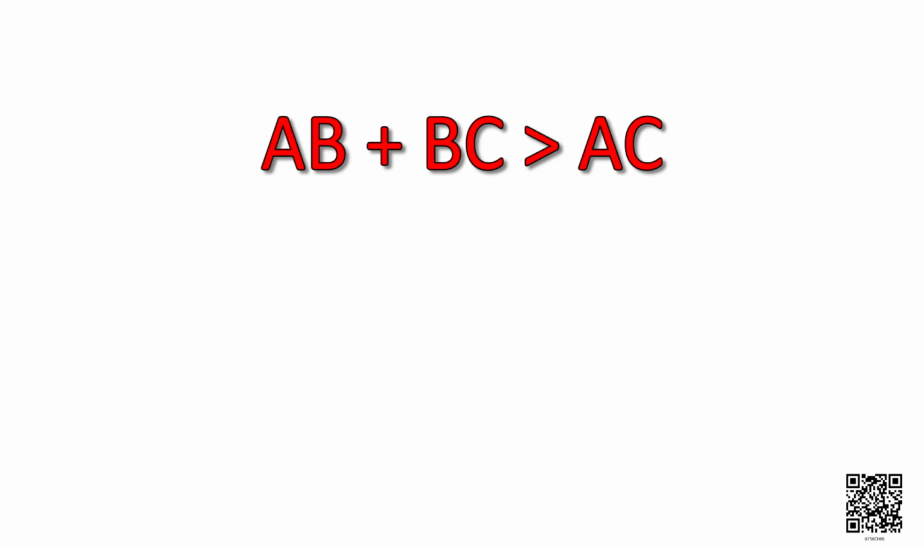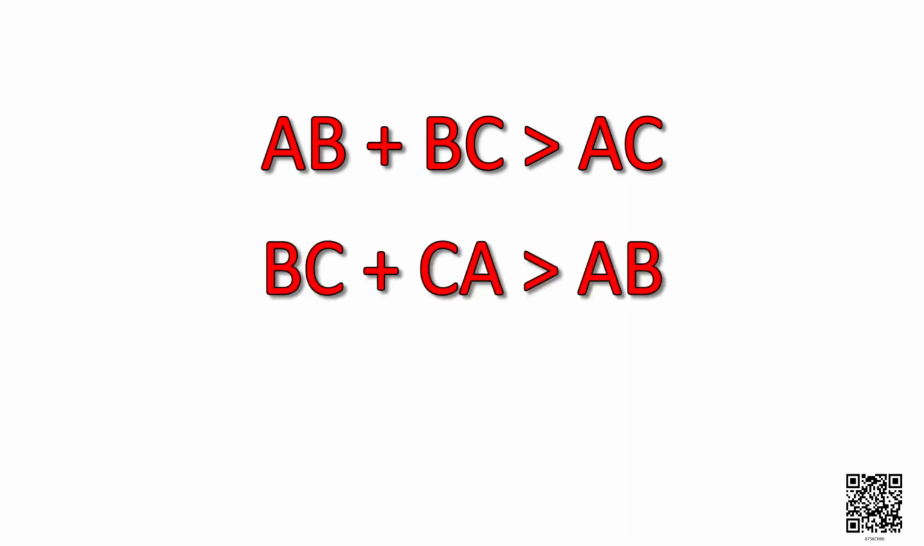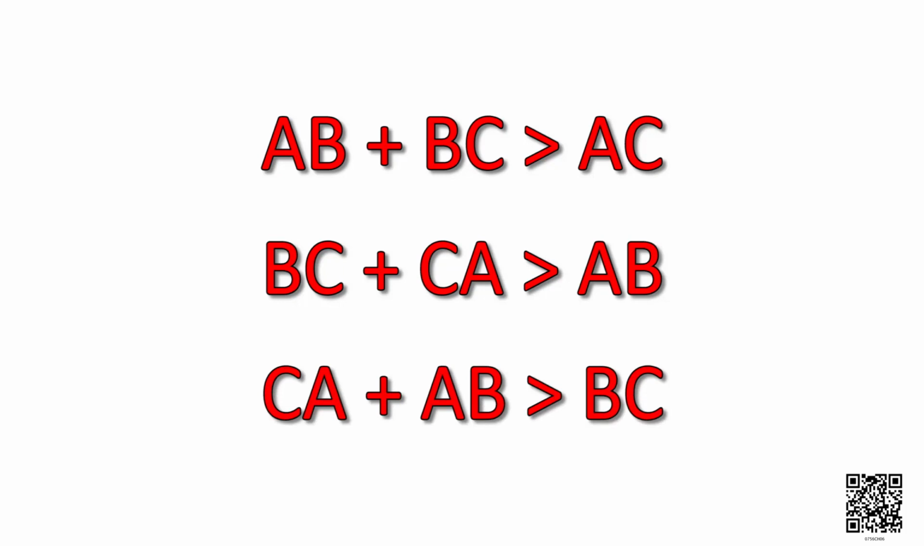Similarly, if we were to start from B and go to A, we can say that BC plus CA is greater than AB. And similarly, we can also write that CA plus AB is greater than BC. With this, we also find that the difference between the lengths of any two sides of a triangle is smaller than the length of the third side. So, to confirm our observation, let us perform this example.